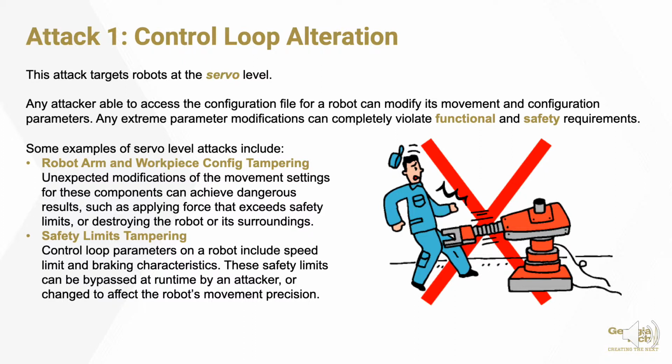And so what can happen is this attack can violate both functional and safety requirements. There are a couple of examples here: the robot arm and workpiece configuration tampering. Again, just talking about the configuration settings of the robot and the tool that's on the end of the robot. And then also the safety limits tampering, which can be speed, movement direction, and what can cause harm to the human operator.